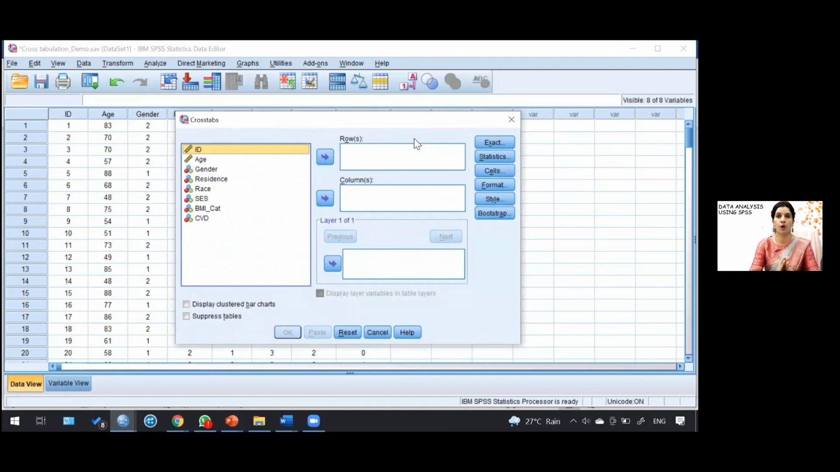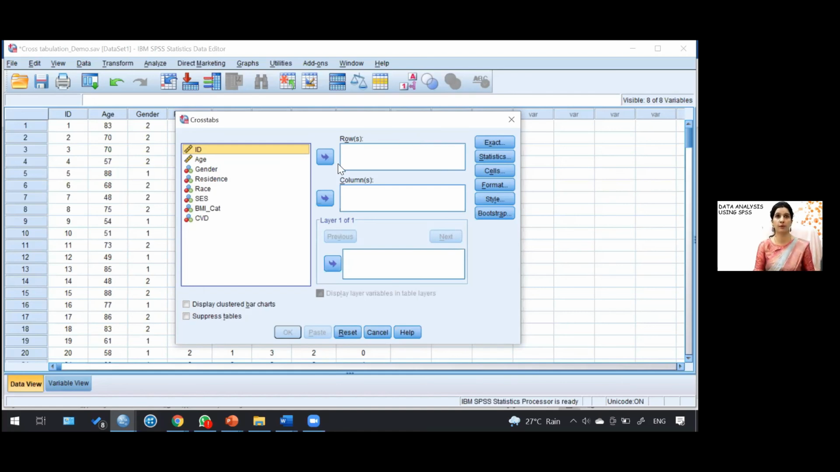You should always give the dependent variable in the column and the independent variable in the row. You can remember it by the mnemonic DC. There's a DC current and there is an AC current. So DC is the dependent, should be in the column. The dependent variable here is what? I want to see the gender and CVD. So the presence or absence of CVD is the dependent variable and the independent variable is the gender.